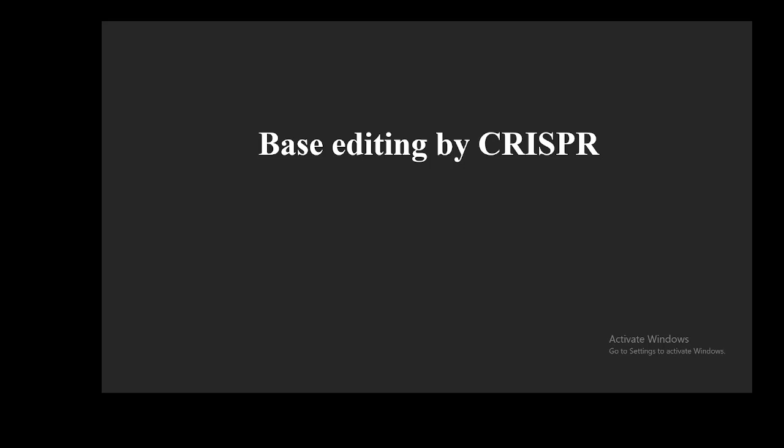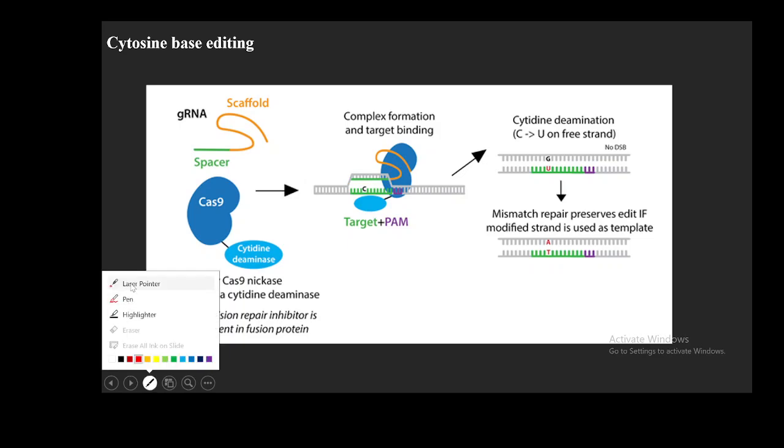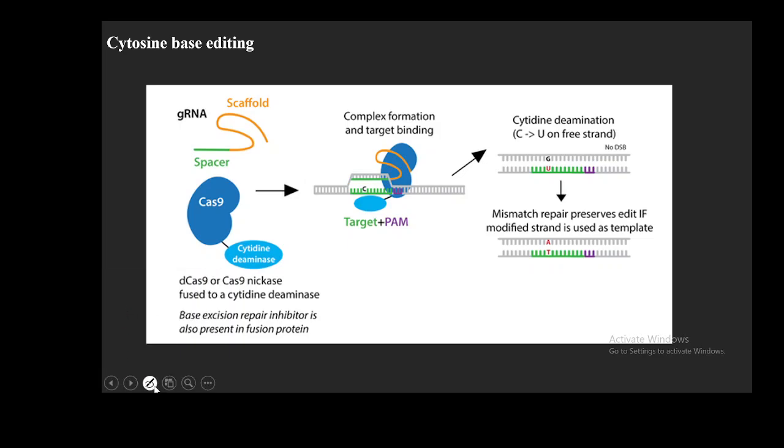I'm doing lectures on CRISPR, and today I'm going to cover the topic of base editing by CRISPR. Base editing could be done by two methods. One is the cytosine base editing or adenine base editing, and another one is the prime base editing. In case of the cytosine base editing, you can convert cytosine to uracil. In case of the adenine base editing, you can convert adenine to guanine.